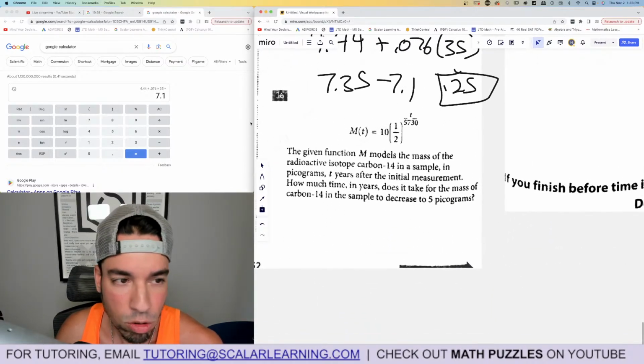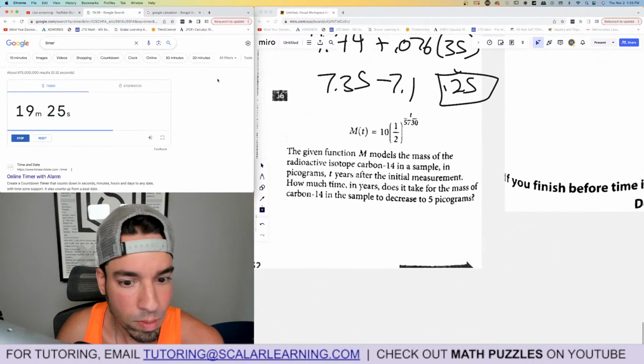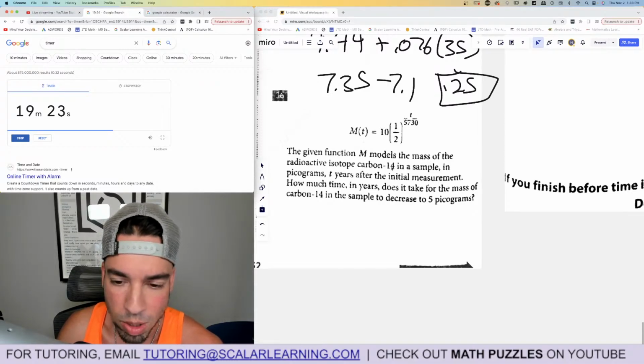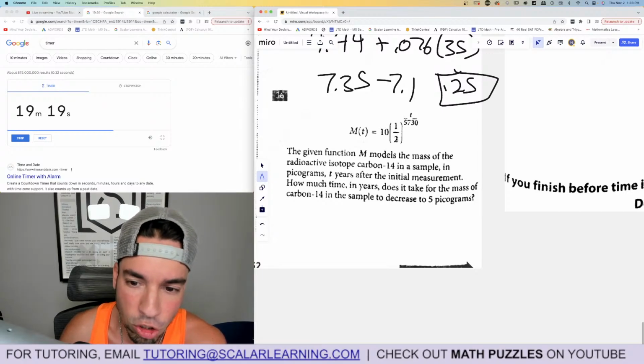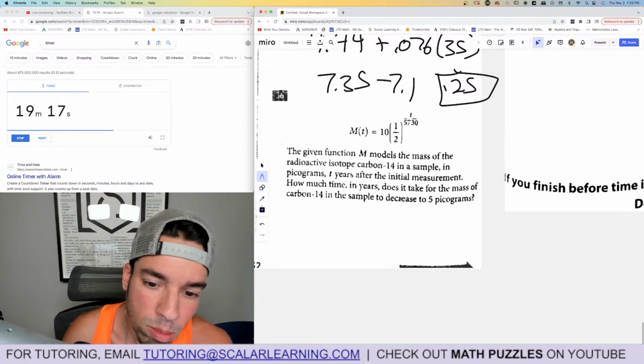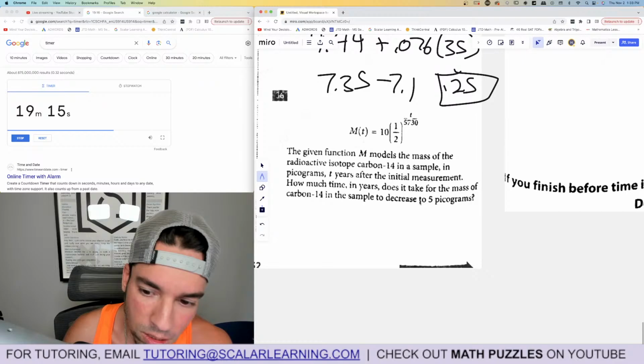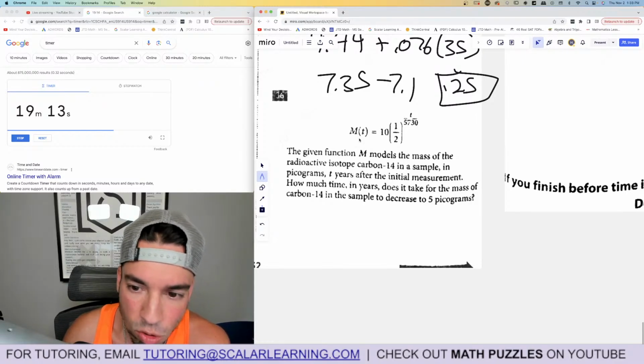And that one was actually a little tricky too, to be honest. So we got the given function M models the mass of the radioactive isotope carbon-14 in the sample in picograms T years after the initial measurement. Okay, how much time in years does it take for the mass in the sample to decrease to 5 picograms? So I'm going to plug in 5 for M, and we're going to solve for T.